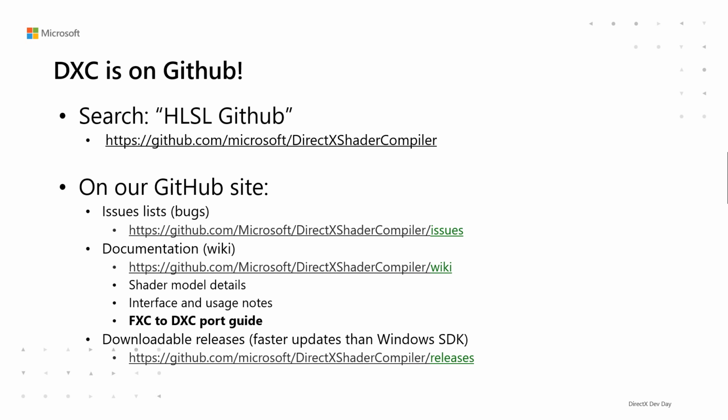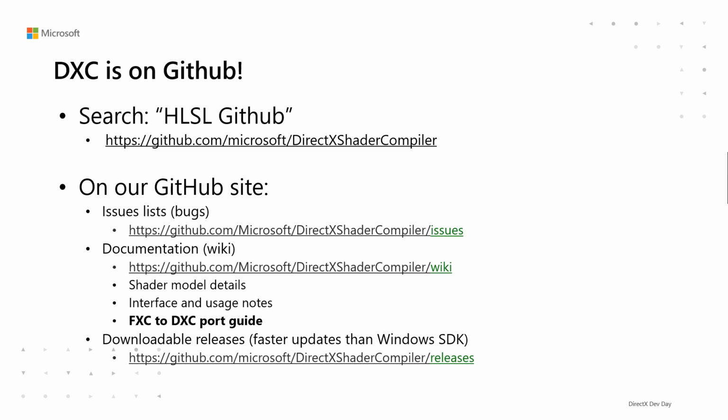It has details on all of the newer shader models. It has usage notes on how to use the interfaces and how to drive the compiler. A port guide, if you have FXC code and you're moving over to the new compiler, that has a few tips and suggestions. Again, the language is the same. We've actually jumped through quite a few hoops to make sure that older shaders work with the new compiler, but there are a few issues that you might have to go fix up, and that's what the port guide is for. Another super cool thing that we have is releases.